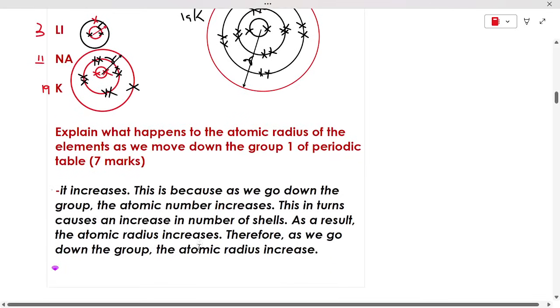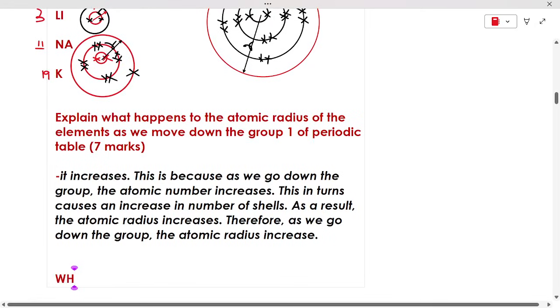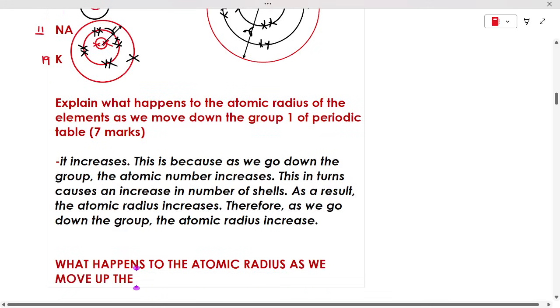How many questions do you have? You have questions 1, 2, 3, 4, 5. In the question it says, what happens with the atomic radius as we move up the group. That one is 5 marks as well. So you respond to this one as well. Okay?